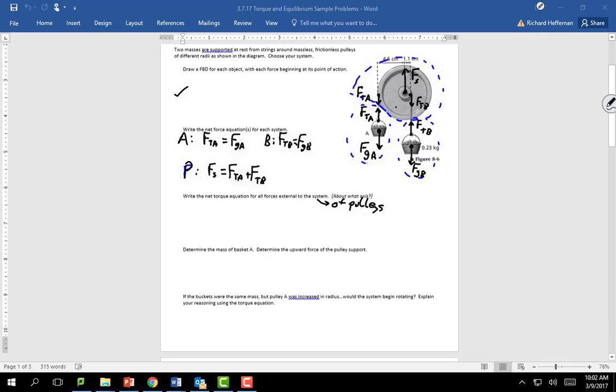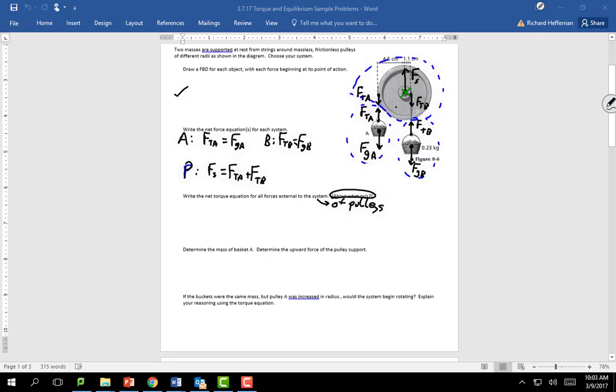Now, whenever we're dealing with a torque type question, this should be something that's going on in your brain. It says about what axis. So write the net torque equation for all forces external to the system. What question should you be thinking? Great question, Natalie. What axis would that thing rotate about if it was to rotate? The bolt. So our axis of rotation is going to be right at the bolt.